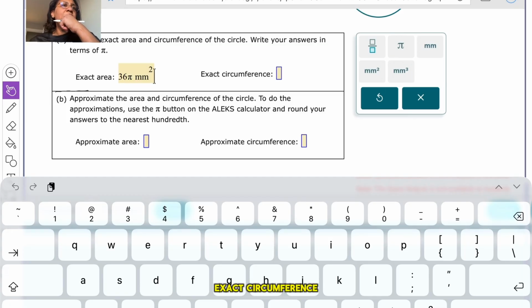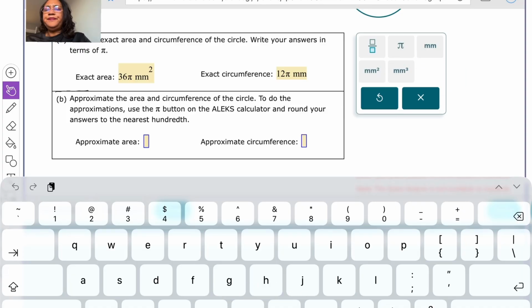And then the exact circumference would be, did I miss the feet squared on the last one? I may have, because it's pi r squared. For the circumference, it would be 2 pi r. So it would be just 12 pi millimeters.